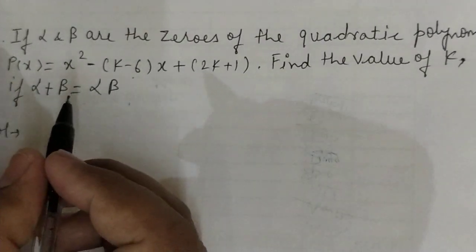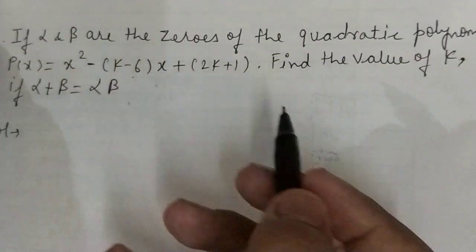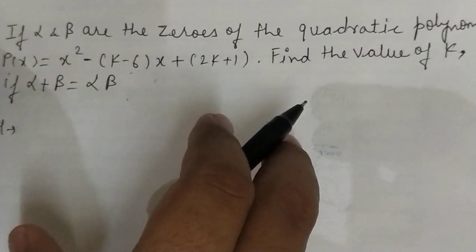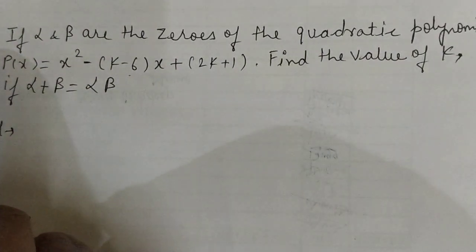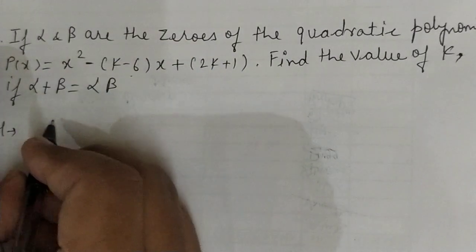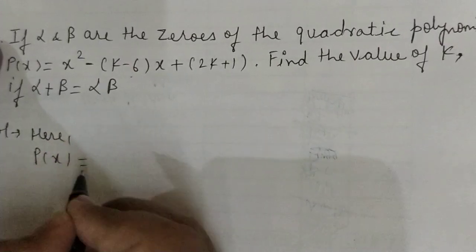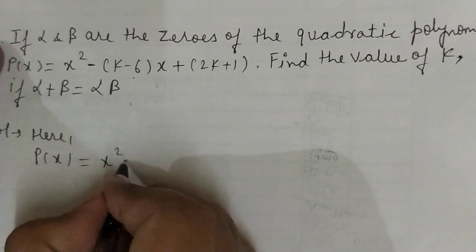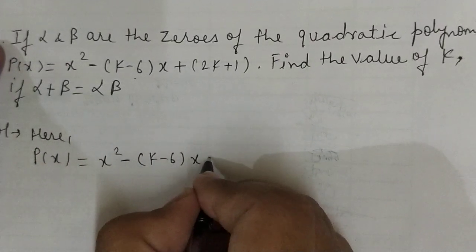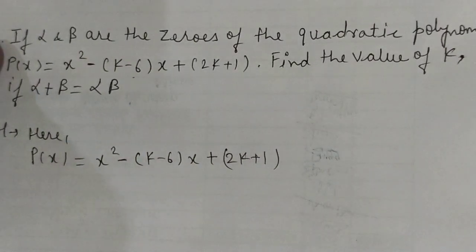Clear? Here we don't have to find the polynomial. Polynomial is already given. Clear? Some conditions are given. With the help of polynomial and the condition, we have to find the value of k. What we have to do? We have to find the value of k. Clear? So here given quadratic polynomial is p of x is equal to x square minus k minus 6x plus 2k plus 1. Yes, it is given.